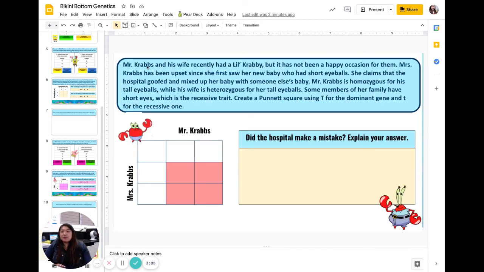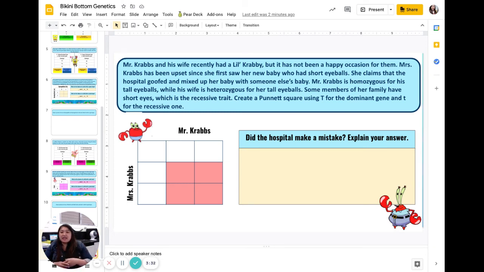So Mr. Krabs and his wife recently had a little crabby, but it's not a happy occasion for them, unfortunately. So Mrs. Krabs has been upset since she first saw her new baby because her new baby has short eyeballs, and both her and Mr. Krabs have tall eyeballs. So she thinks that the hospital made a mistake and mixed up her baby with someone else's baby. All babies are beautiful. It just so happens that she doesn't think it's hers.